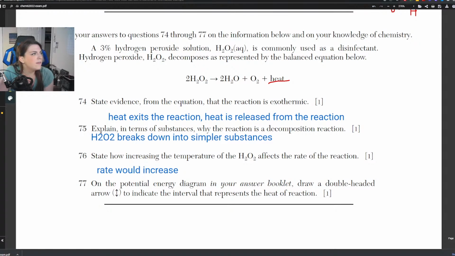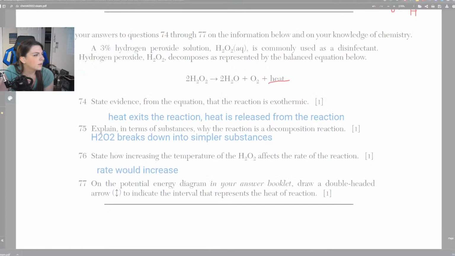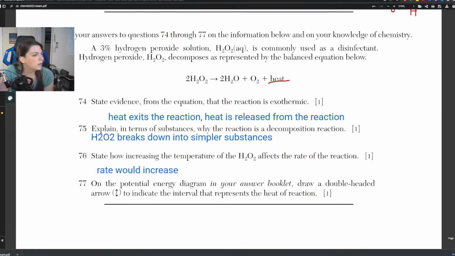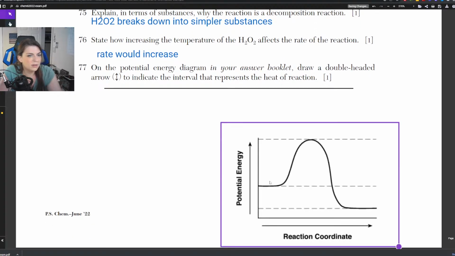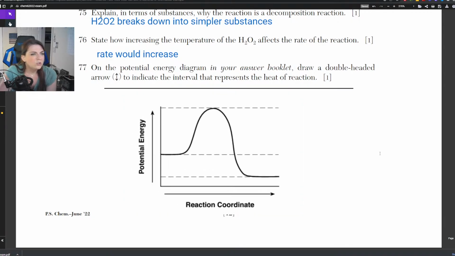For 77, it's saying to draw on the diagram. So I'm going to pull that snipping tool over again, grab a screenshot. And we will paste that right there. Okay, there we go. Draw a double-headed arrow to indicate the interval that represents the heat of reaction. Heat of reaction is the difference between the products and the reactants. It is this space right here.